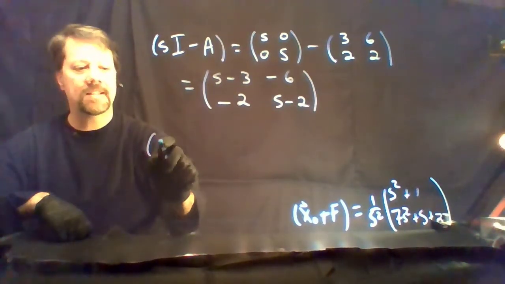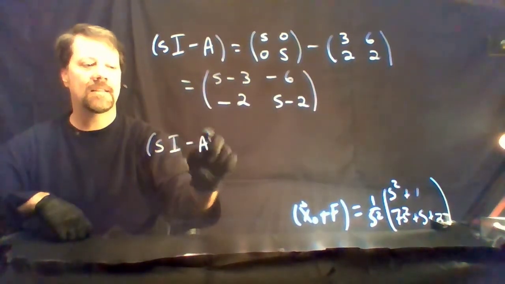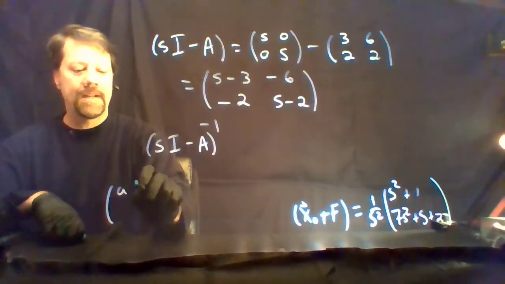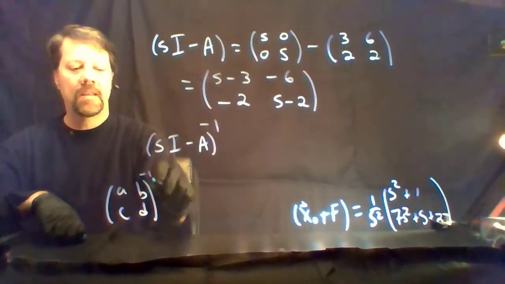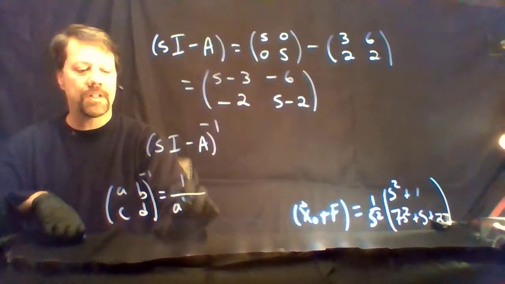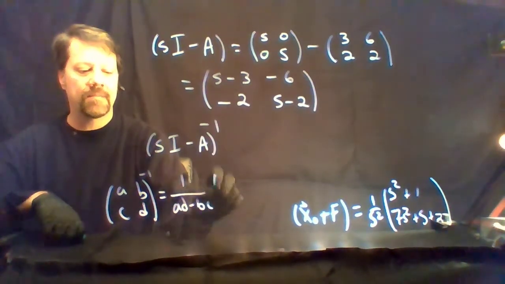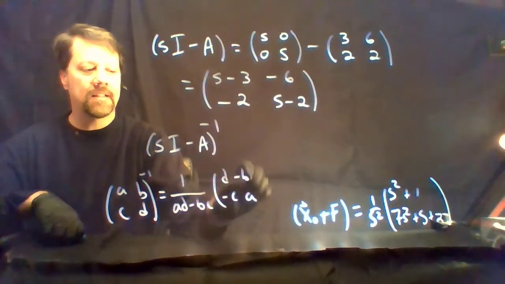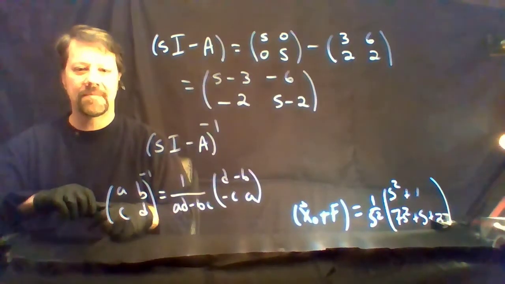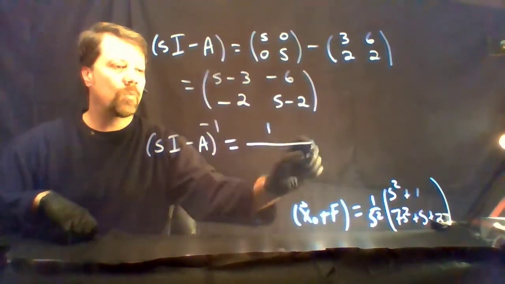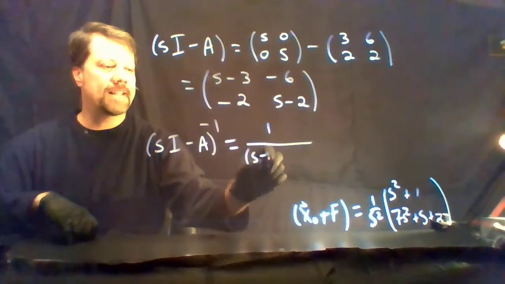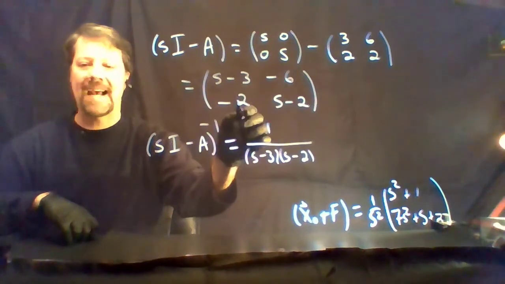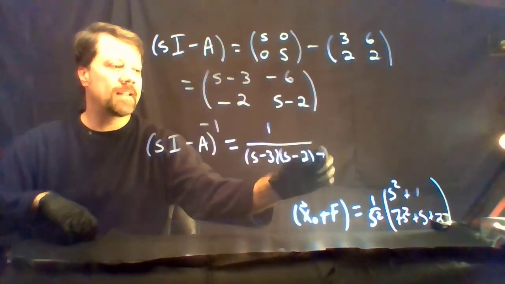In our formula, the next step was to calculate sI minus A inverse. You'll recall that if I have a matrix a, b, c, d, its inverse is 1 over the determinant ad minus bc. You switch the diagonal elements and negate the off-diagonal elements. In this case, 1 over the determinant is 1 over s minus 3, s minus 2, and then subtract the product this way, that's minus 12.